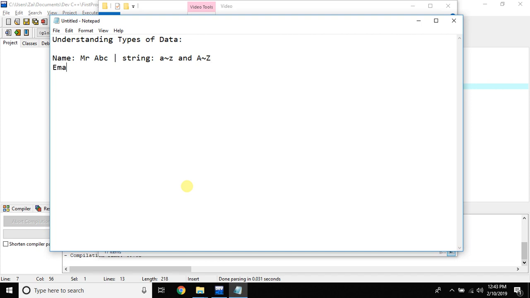It may also ask for the email, which may look like ABC underscore DF at the rate gmail.com. Now, what type of data is this? It has all characters, small and capital letters, and it may also have digits from 0 to 9, and it can take any special character. Any character can come over here. So this is also a string data type.